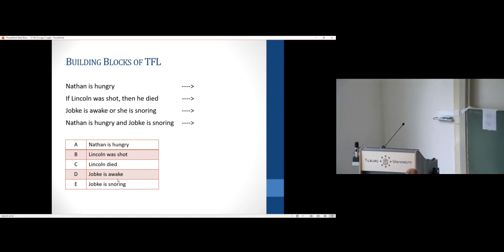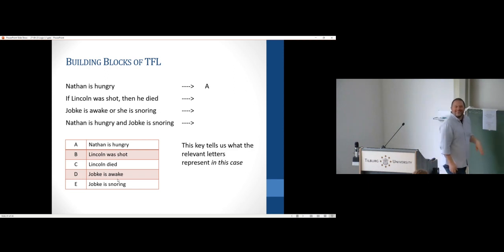So, a sample symbolization key, and some sample English sentences. Let's do our very first exercise in symbolizing into TFL using this symbolization key. How would we symbolize our top English sentence using this key? It's not a trick question, I promise. Capital A, bingo bango, right? How about our second one? If Lincoln was shot, then he died. See?